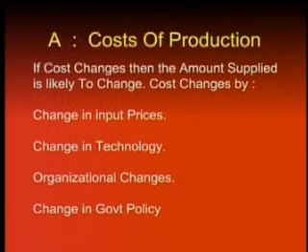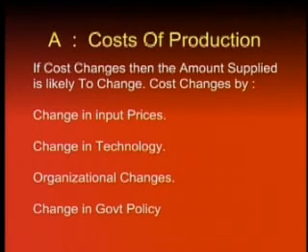Firstly, costs of production. If costs change, then the amount supplied is likely to change as well. So if the cost of an input increases, say the cost of wood to a furniture factory increases, then the amount supplied at all price levels will decrease. Let's see what the main reasons could be for a change in production costs. We can identify at least 4.